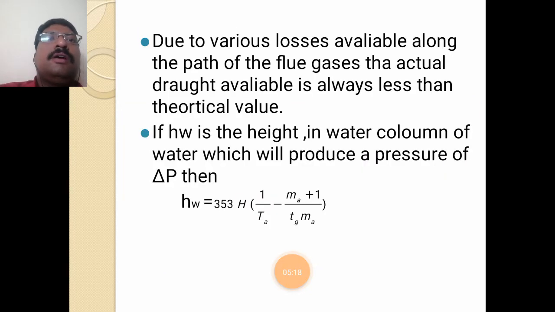If various losses are present along the path of the flue gases, the actual draught available is always less than the theoretical draught. So whatever value we have calculated is always less than the theoretically obtained value. If you are calculating the height of the chimney in water column, then Hw can be taken as 353 H into (1 by Ta minus (Ma plus 1) by (Tg into Ma)).